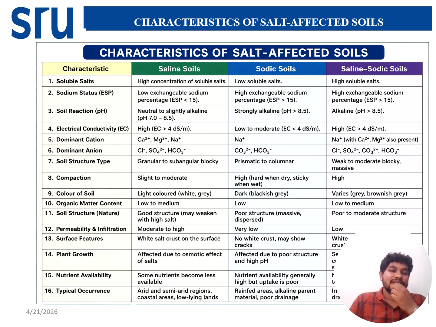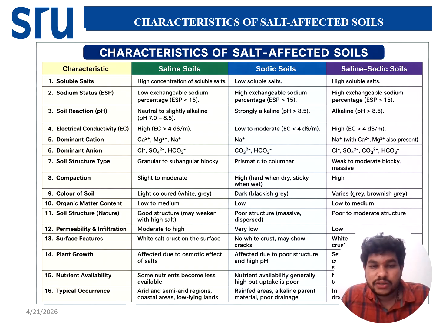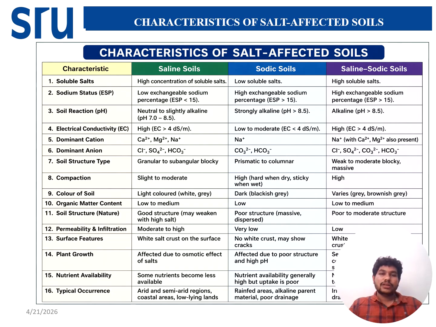If you see the nutrient availability, in saline soil most of the nutrients will be available. In sodic soil, nutrient availability is poor. As for where these soils occur, saline soil mostly occurs in arid and semi-arid regions. In rainfed regions, sodic soil will occur where there is poor drainage. So these are some characteristics of salt affected soil.